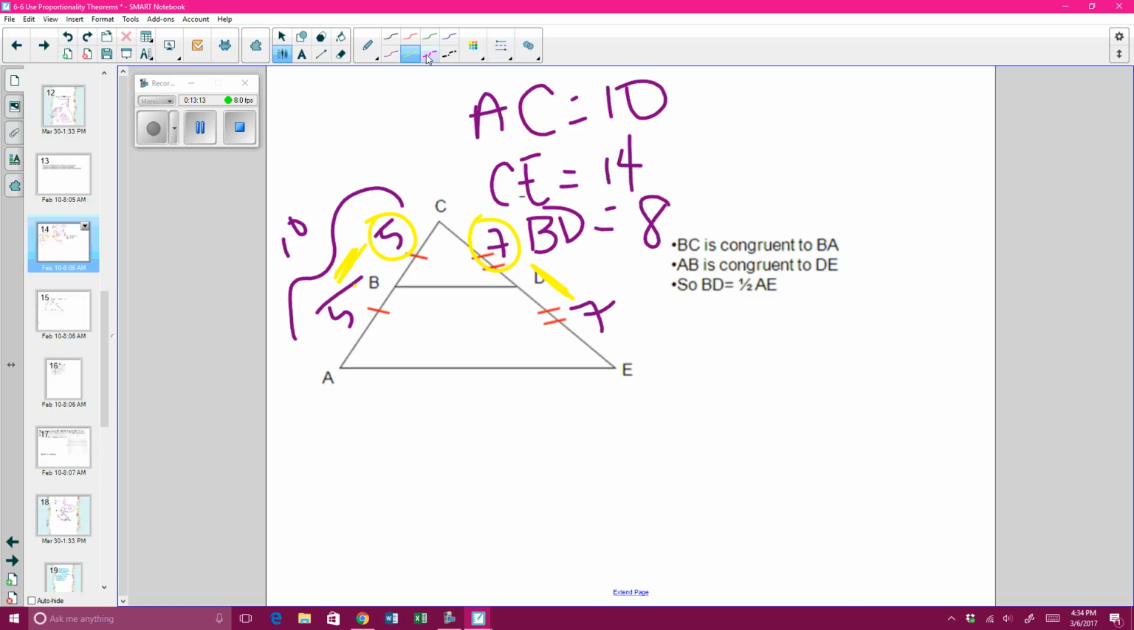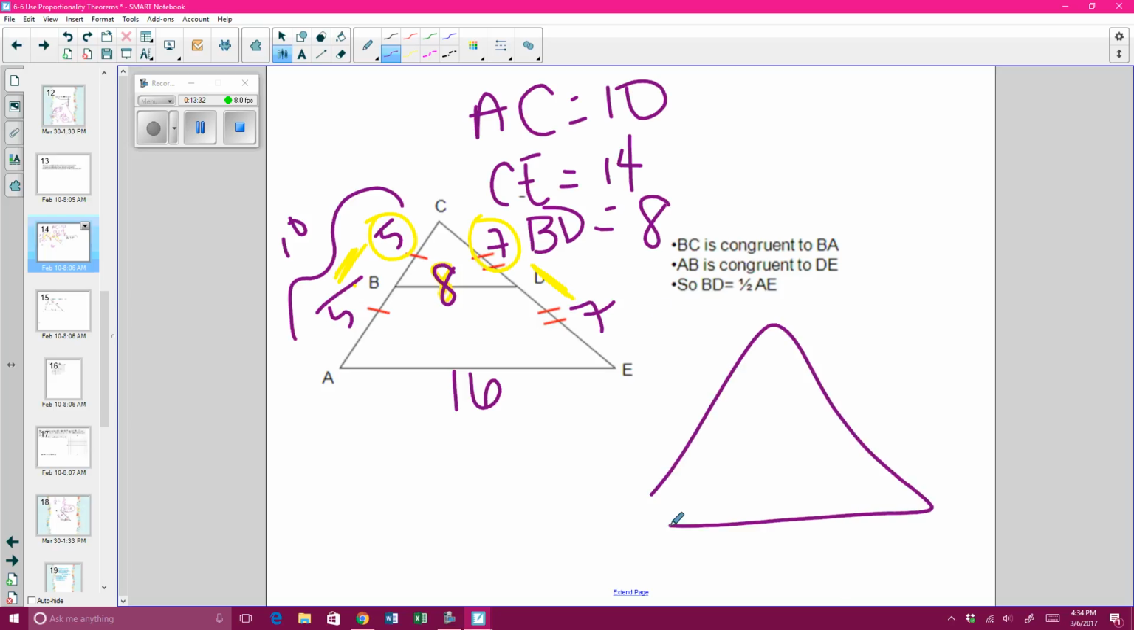If this is true, then whatever is the segment length in the middle, so I told you in this case BD equals 8, this just equals half of the segment down at the bottom. So this means that this would equal 16. So again, in order for this to work, these sides need to be split evenly.